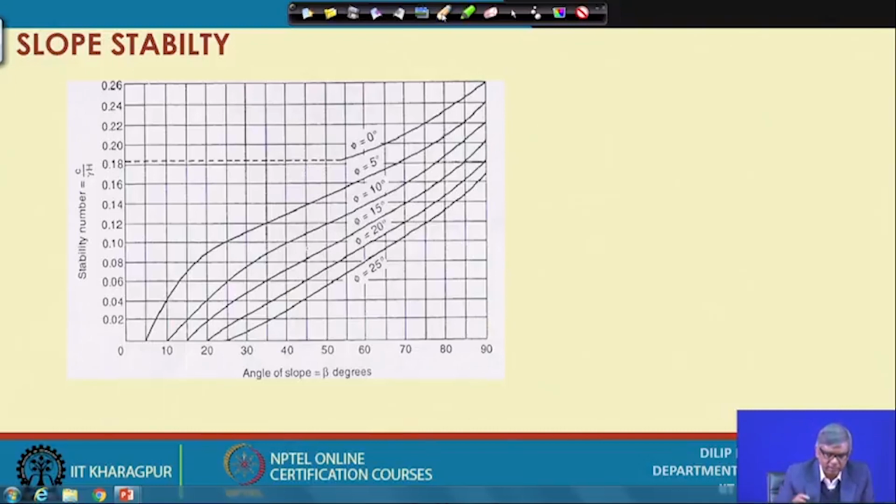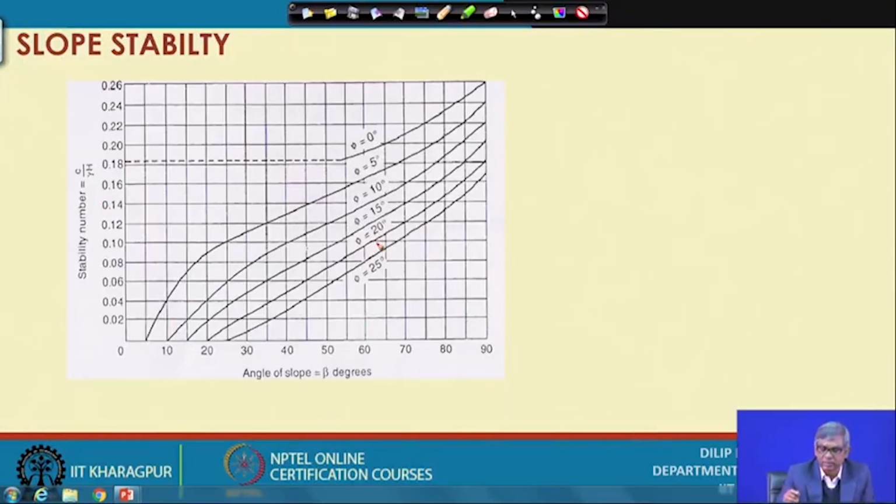You can see that if you know the angle of the slope, suppose 30 degrees or 40 degrees, and if you know the angle of internal friction, then I can project onto the chart and get the value of the stability number. From the stability number I can find out C, and then the factor of safety against C, because C for the soil can be determined. But if I do it directly like this, it is assumed that the factor of safety for phi is 1, and we are getting a different factor of safety for C.